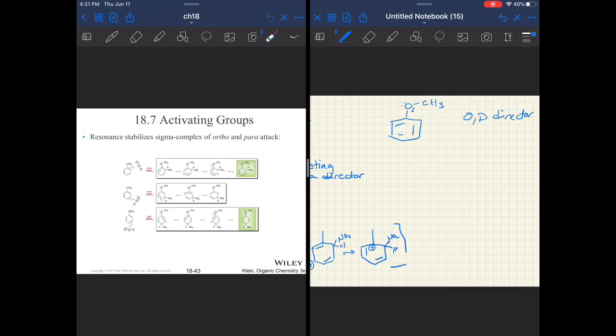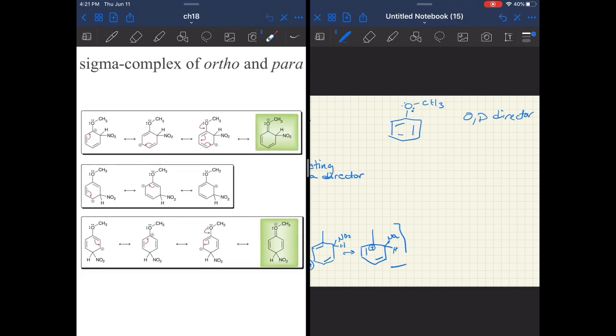When you compare the resonance structures, you actually see that ortho and para is even more attractive because not only does that plus charge wind up next to the electron donating group, you get a fourth resonance structure. So anytime the substituent has a lone pair, all right, so this is the ortho-para directing substituent, has a lone pair, you get a fourth resonance structure, a fourth structure in the sigma complex.